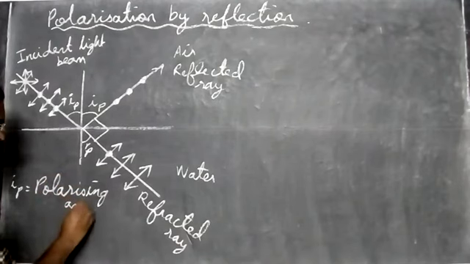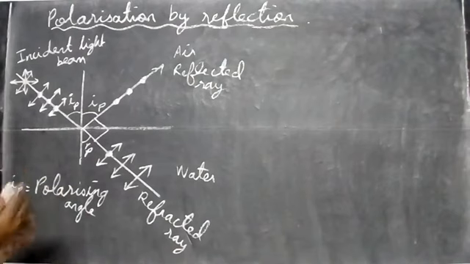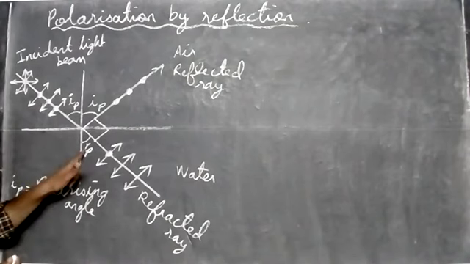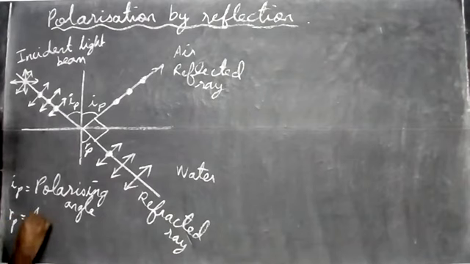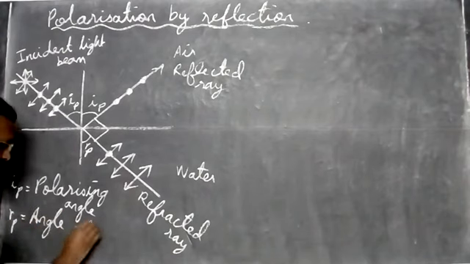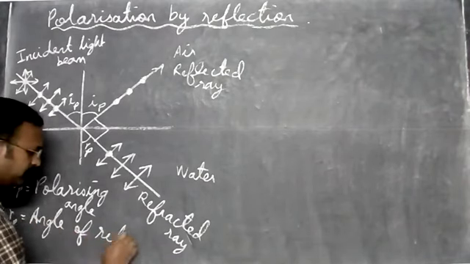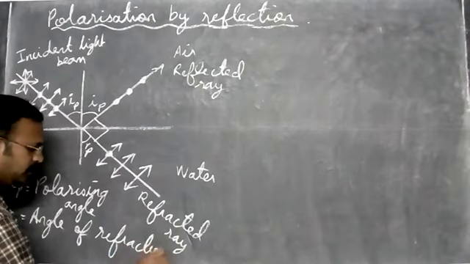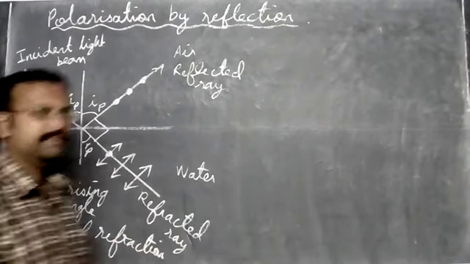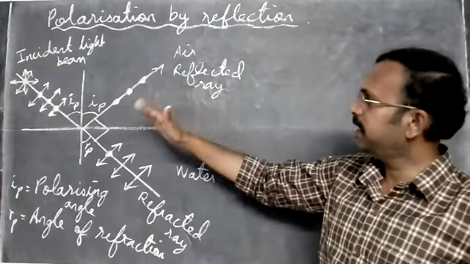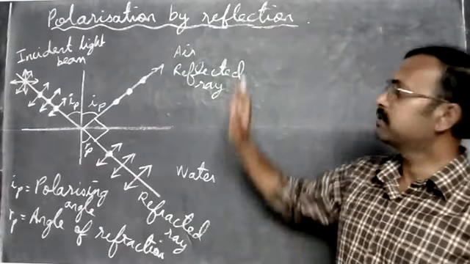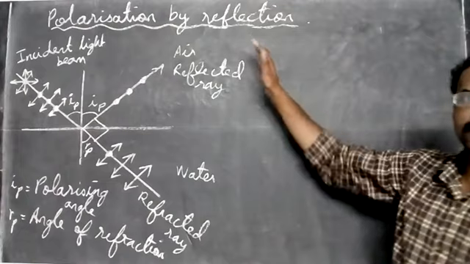Polarizing angle. So with the help of reflection you can make polarized light. Angle RP means the angle of refraction. These things you must know. Just by sending a light ray onto a surface, we can make polarized light. This is a very simple method, called polarization by reflection.